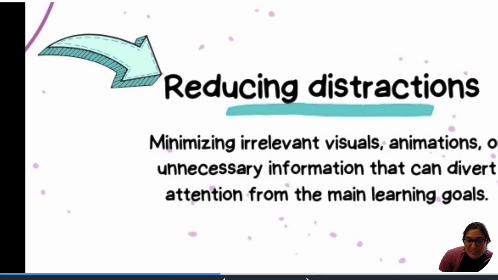Reducing distractions. When we're talking about reducing distractions, it's not about having a quiet room and having no distractions, like put your phone away or put this device away, but it's actually about how we present information. So it's minimizing irrelevant visuals or animations. If it doesn't have a purpose that is connected to the specific material that we're teaching, it shouldn't be there, right? When we have unnecessary information, we can divert the attention from the main learning goals.